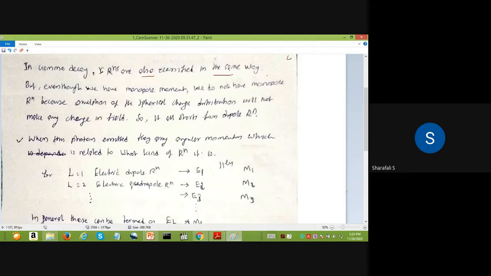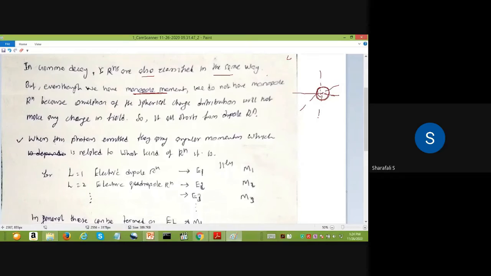Okay, but when you consider the monopole moment, this does not produce radiation. For example, if you have a spherical charge distribution, and you look at it from a very far distance, and this spherical charge distribution is oscillating, even if it is oscillating, you cannot find any change in that because of the spherical nature. So it will not produce any electric field.